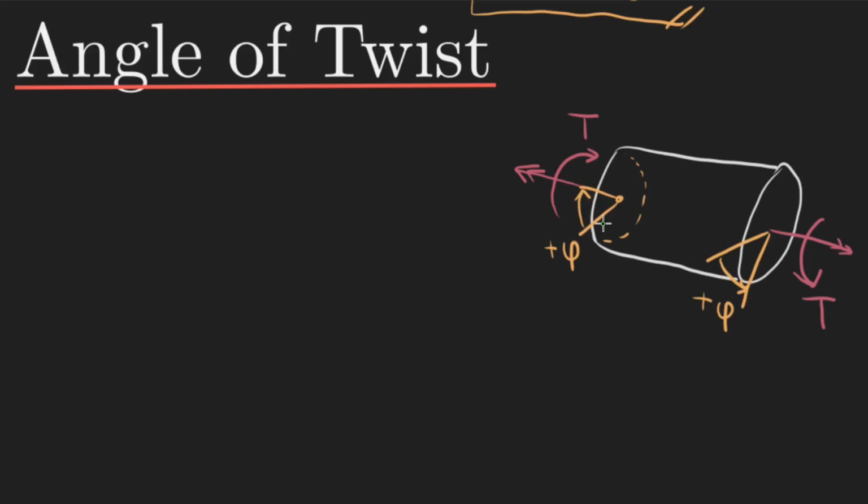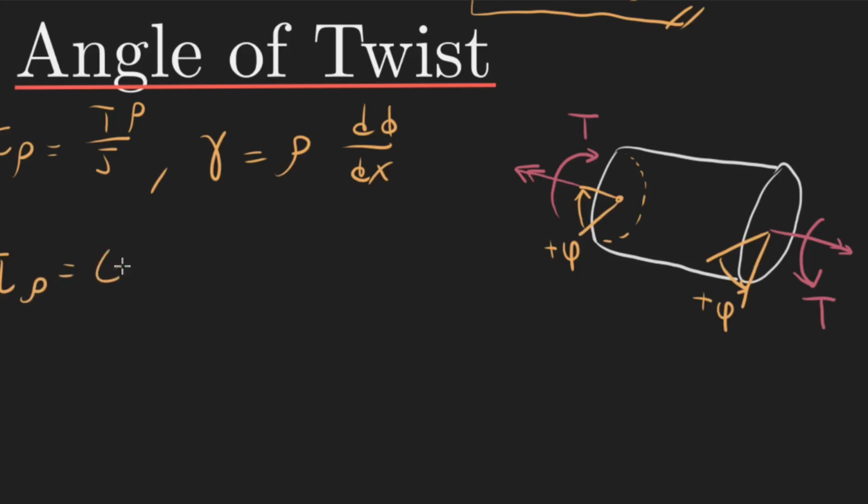So what we're going to do is we're going to start with what we already found. So we found that tau at some radius rho equals T times rho over J. And we also, if you recall, our shear strain is equal to rho times d phi over dx. And then lastly, we're going to use this elastic equation. This is technically a variation of Hooke's law, by the way. Our shear stress at some radius rho is equal to G times our shear strain. And now we're going to plug this all in together.